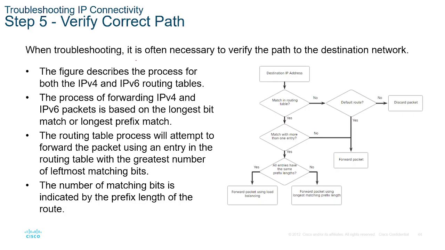Now, step 5, verify the correct path. When troubleshooting, it is often necessary to verify the path to the destination network. The figure describes the process for both IPv4 and IPv6 routing tables. This is the destination IP address. Does it match the routing table? Yes. Does it match more than one entry? If yes, do the entries have the same prefix length? No, forward the packet using the longest matching prefix. And if yes, forward the packet using load balancing. Well, in the mismatching table, no. If there is no default route, no, discard the packet. If yes, forward the packet.